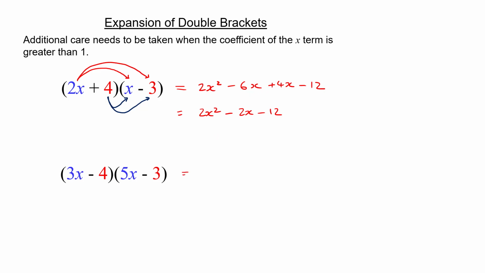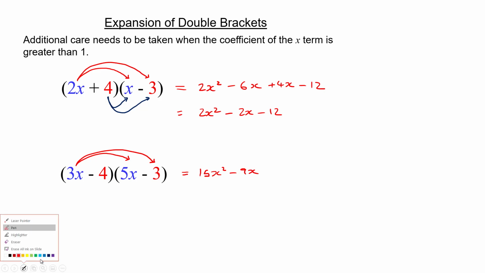Okay. Let's have a look at this question here. So this time I've got 3x, which is going to multiply both terms in the brackets here, and then I'll multiply both terms by minus 4. So let's do the 3x first. Let's put the arrows in. So I've got 3x times 5x. Do the numbers. 3 times 5 is 15, and x times x is x squared. Then 3x times minus 3, be careful of the negative, that's minus 9x.